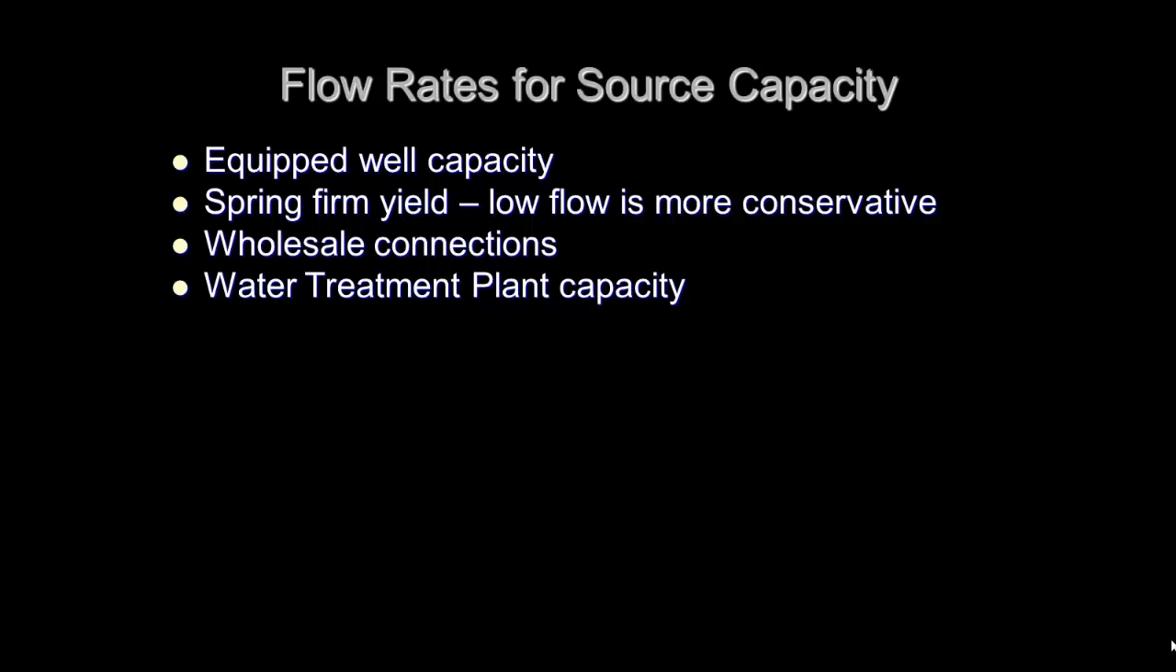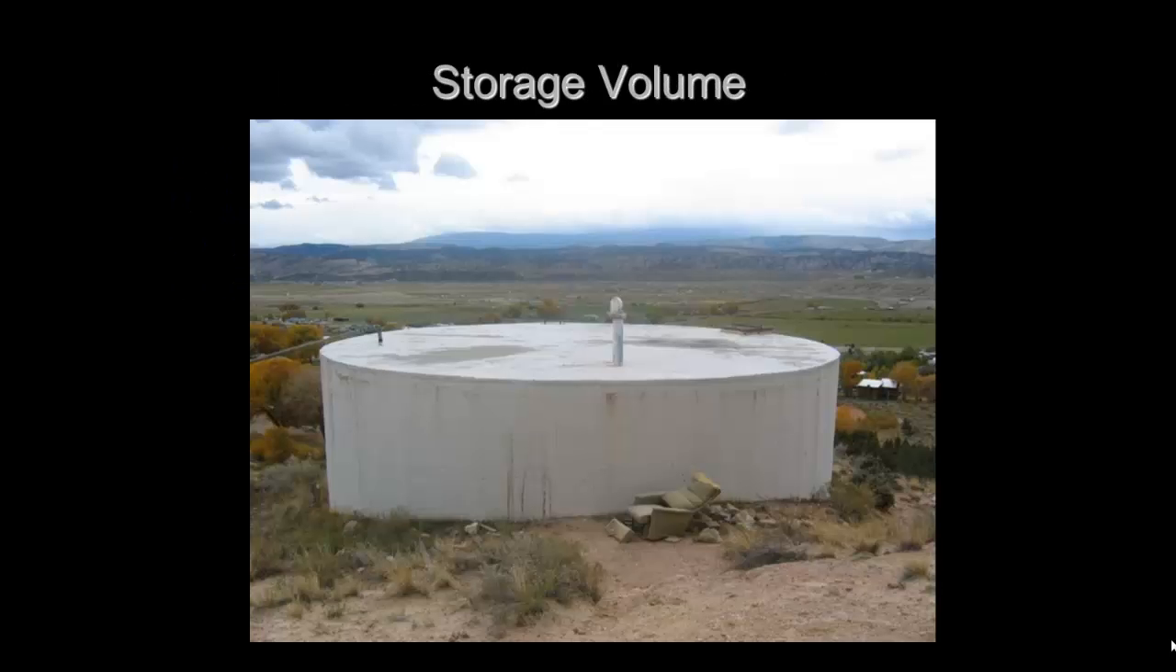We often get questions on where to find the flow rates to use in the capacity calculations. To get these values, it may take some work and should be determined during the survey. For example, they may include the equipped well capacity for a well, or the yield of a spring, where low flow is more conservative. This can be calculated with a stopwatch and a gallon bucket during the survey. Flow rates may also be used from a wholesale connection agreement or the capacity of a water treatment plant. We'll now cover the requirements for storage capacity.